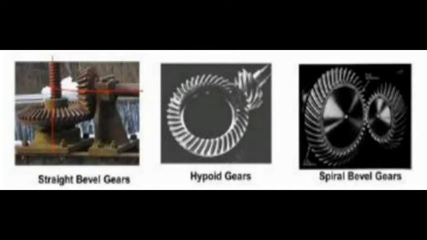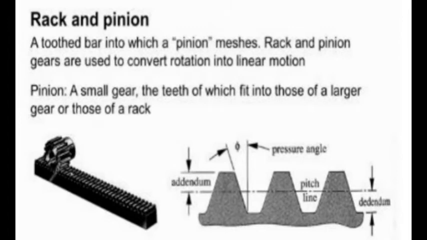Okay, so we have the rack and pinion type. You can see the picture here. The straight toothed bar is called the rack and the smaller wheel is called the pinion. Rack and pinion gears are used to convert rotation into linear motion. So when the pinion rotates, the rack moves linearly. The pinion is a small gear, the teeth of which fit into those of a larger gear or those of a rack. Then we have a diagram of the rack here.